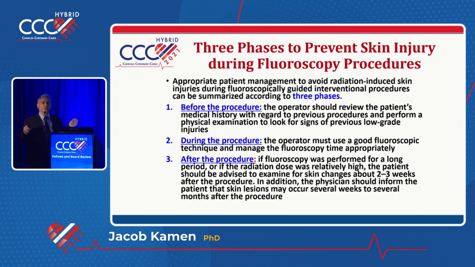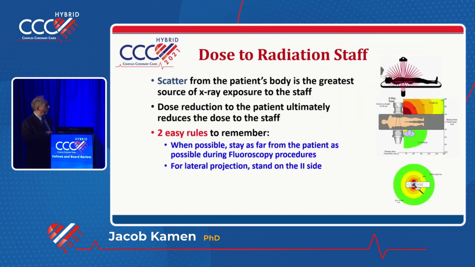Fundamentally, how do you protect yourself by not injuring the patient's skin? First, you ask the patient, have you had a stent? Have you had fluoroscopy, right? This is pre. Then you ask during the procedure, and watch it, not to give too much. And then after, so before, during, and after. This is the fundamental. How do you reduce the dose?